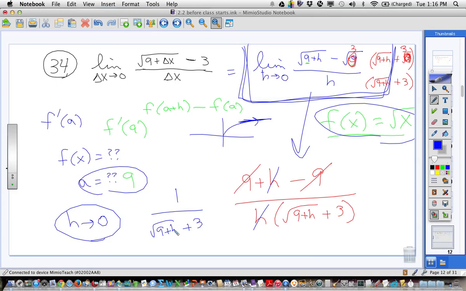So 9 plus 0 is 9. The square root of 9 is 3. 3 plus 3 is 6. You get 1/6, which is perfectly reasonable for the top half of a sideways parabola out at 9 for that slope to be about 1/6.